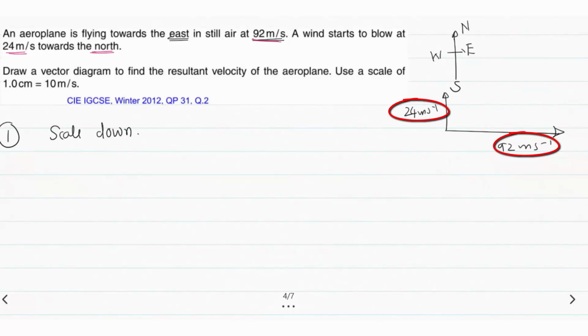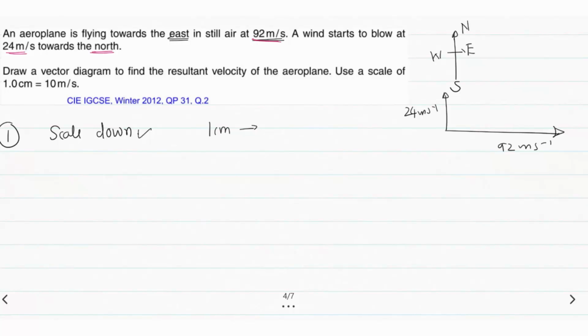So the question says that there is 92 meters per second in the east direction, and there is something in the north direction of 24 meters per second. Can you look at the numbers 92 and 24? It is not possible for me to draw it on the paper, right? So that's where step one comes in. I need to scale it down in such a way that it can fit onto the paper. I need to find a scale which can make this accommodate onto a paper.